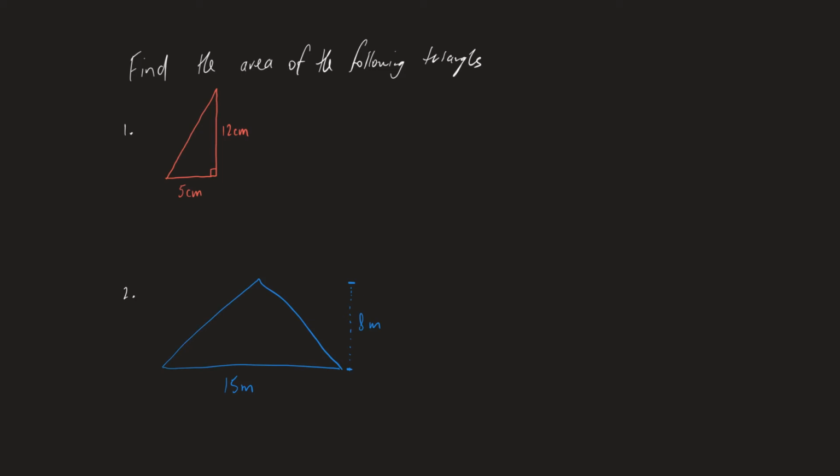So I'm hoping you've had a go. So the area is equal to half multiplied by the base, which is 5, multiplied by 12. So if I think of that, 5 times 12 is 60, and half of that, so it's going to be 30 centimeters squared. Number 2, the area is equal to a half multiplied by the base, which is 15, multiplied by 8. 15 times 8 is 120, so half of that is going to be 60 meters squared.